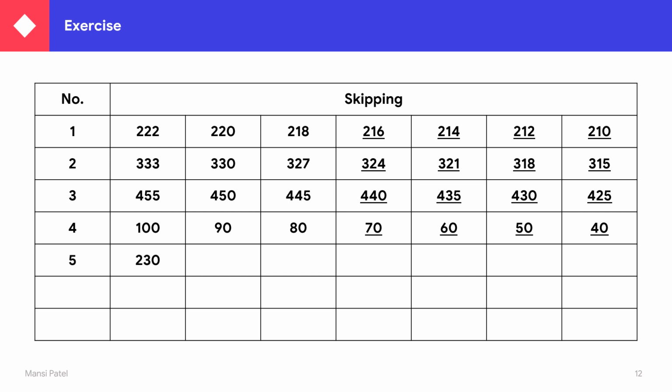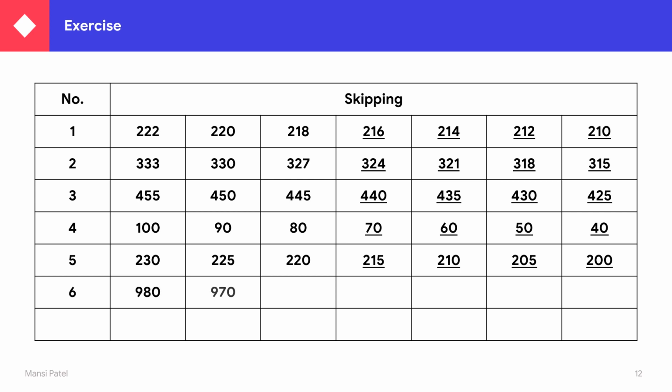Next, number 5: 230, 225, 220. In this we subtract 5 from each number. So again 220 minus 5 is 215, again minus 5, 210, again minus 5, 205 and then again minus 5, it's 200.